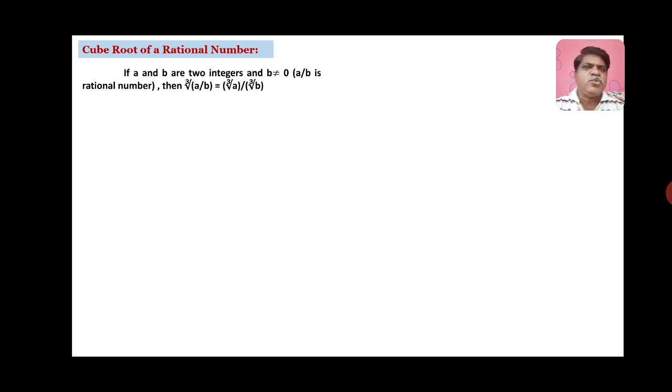So friends, now we will find the cube root of rational numbers. If a and b are two integers and b is not equal to 0, then a by b is nothing but a rational number, that we know. So the cube root of a upon b can be written as the cube root of a divided by the cube root of b. So let us consider an example.